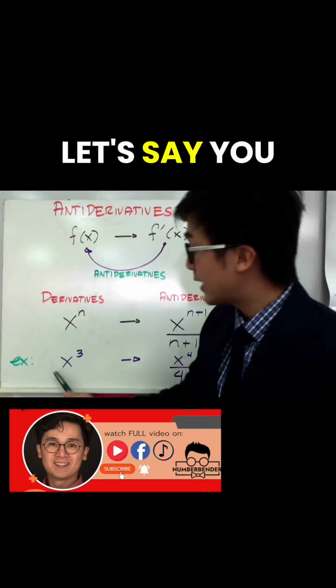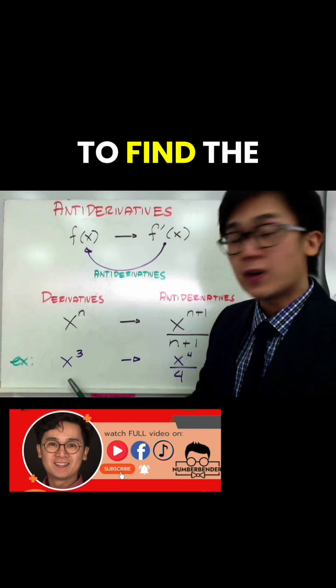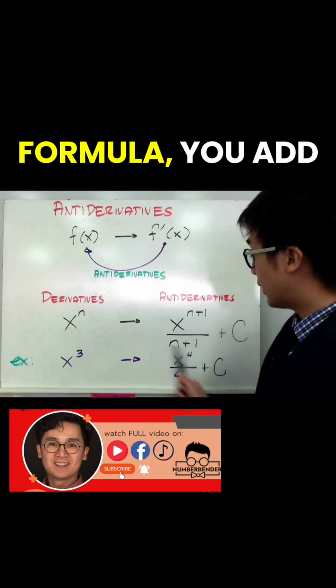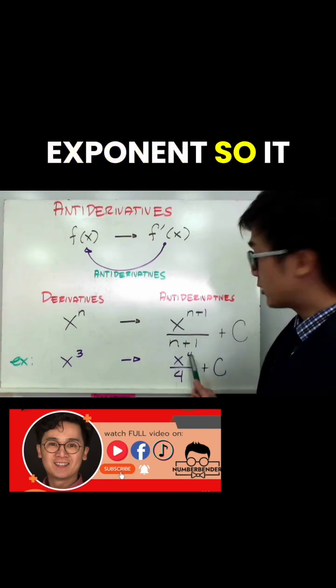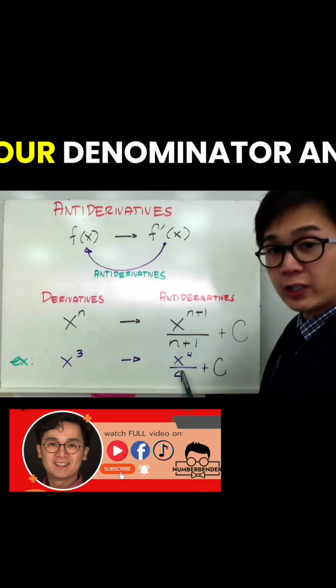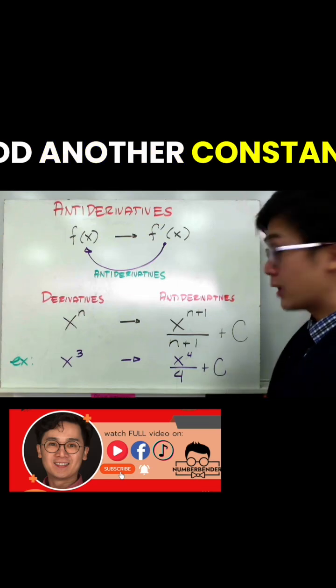So let's say you have x cubed, and you want to find the antiderivative of x cubed. Using the formula, you add 1 to your exponent, so it becomes x to the fourth, you bring down 4 in your denominator, and add another constant.